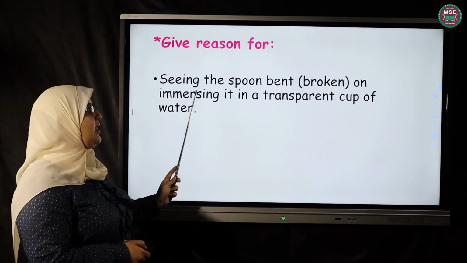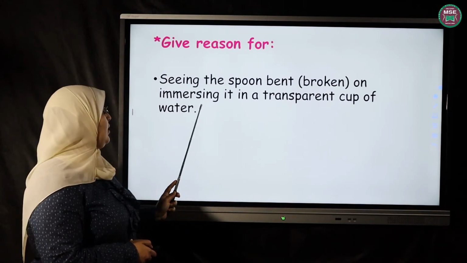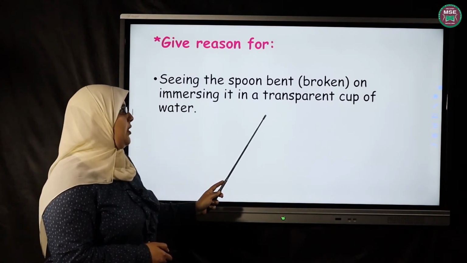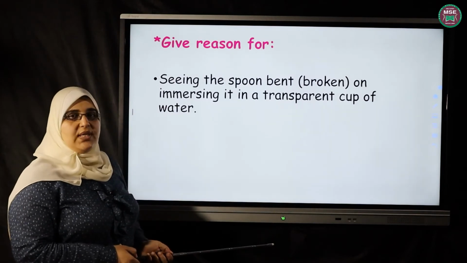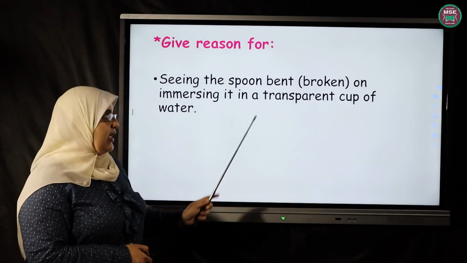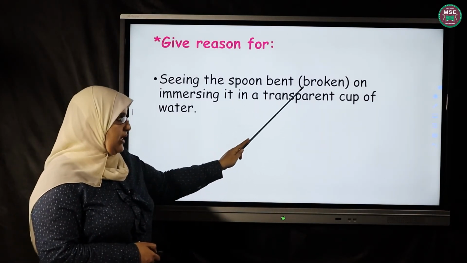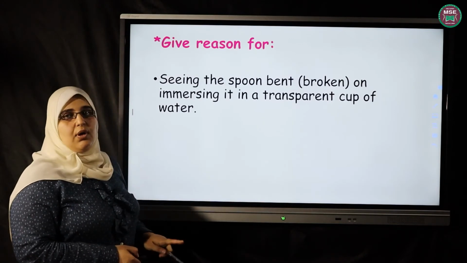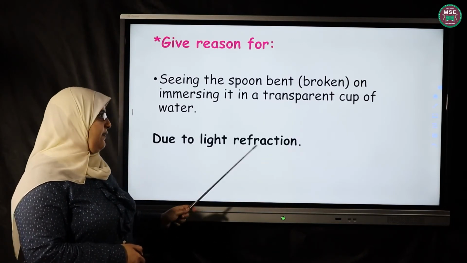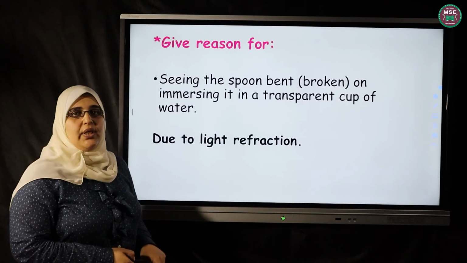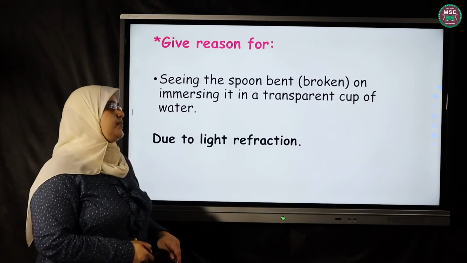You can see the spoon bent or broken on immersing it in a transparent cup of water. Why does it appear bent or broken when we see something in a cup of water? This is only for one reason: the refraction of the light.